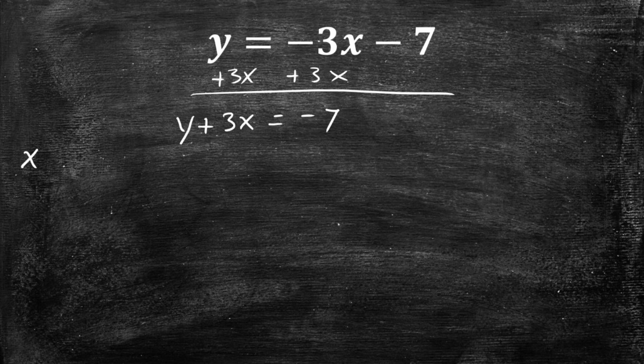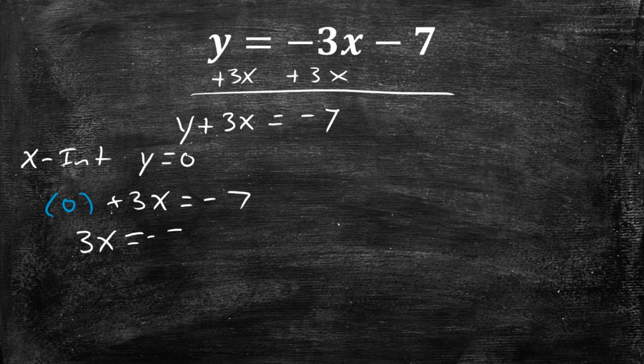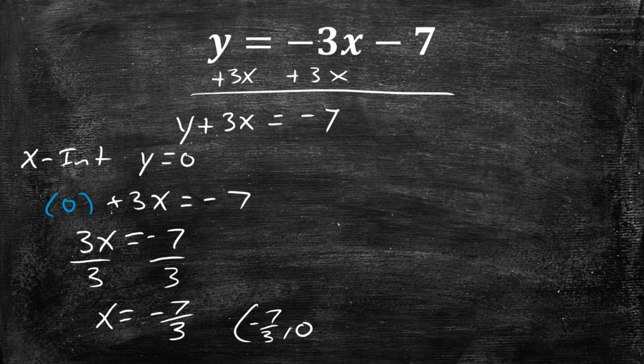So our x-intercept is when we set y equal to 0. Okay, so now we're going to have 0 plus 3x is equal to negative 7. And that simplifies to 3x is equal to negative 7. And now we just divide 3 to both sides. And we get x is equal to negative 7 over 3. And our ordered pair for this is negative 7 over 3, comma, 0. And that's going to be our x-intercept for this one.